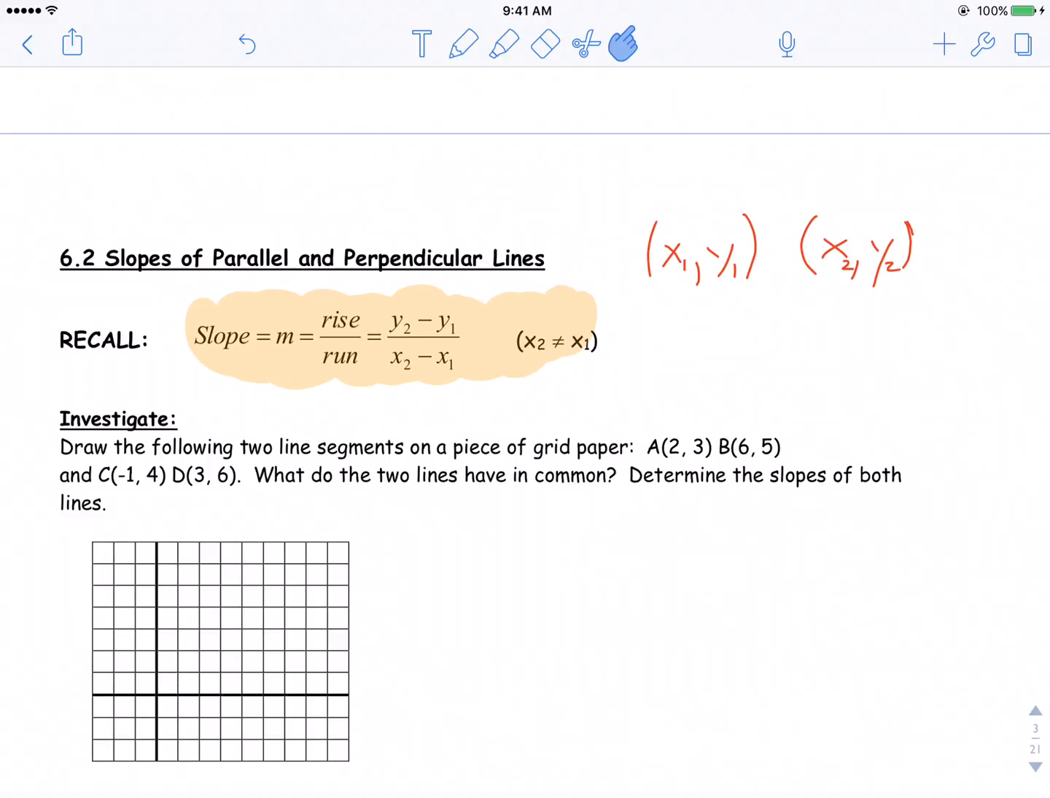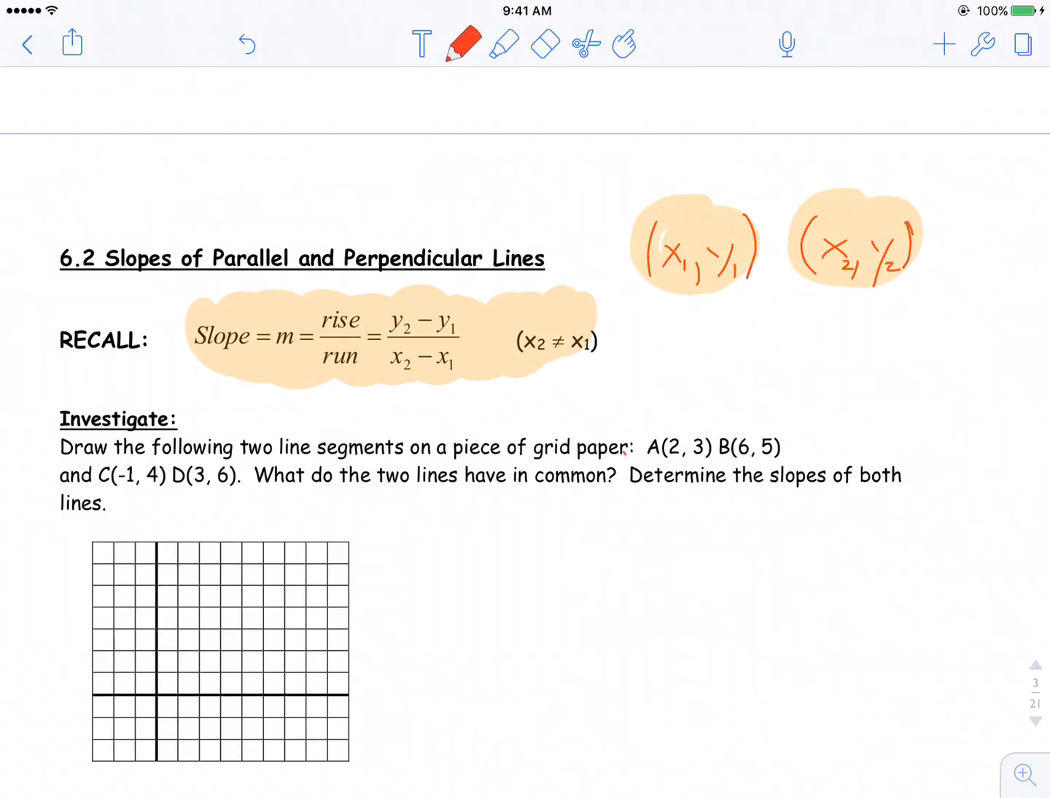So here, 6.2, we're going to look at slopes of parallel and perpendicular lines. We're going to need to remember from yesterday that slope is equal to small m. That's the variable that we use for slope. It is equal to rise over run, which is equal to y2 minus y1 over x2 minus x1. And that comes from two coordinate points, a first point and a second point. And that's where the 1 and 2's come from.